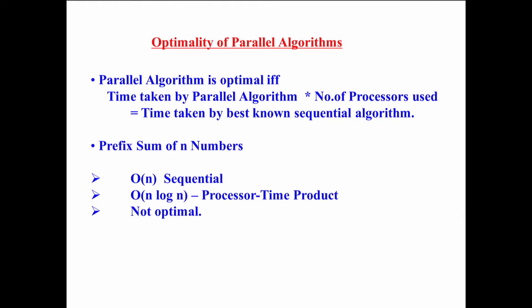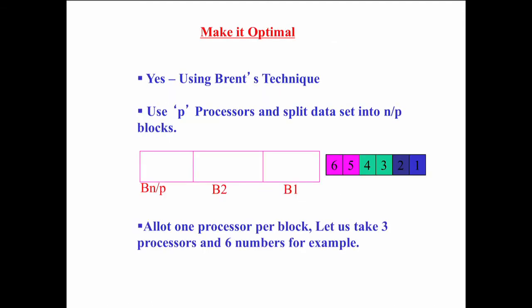Okay. A parallel algorithm is optimal if and only if the time taken by the parallel algorithm into the number of processors used is equal to the time taken by the best known sequential algorithm. So this is how we make it optimal. That lemma, this is the procedure that I followed in both cases: use P processors and split the data set into P blocks of size n by P.